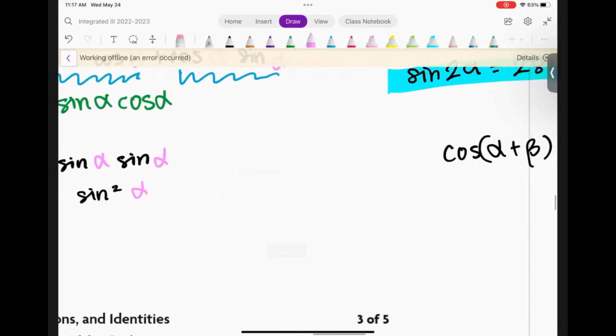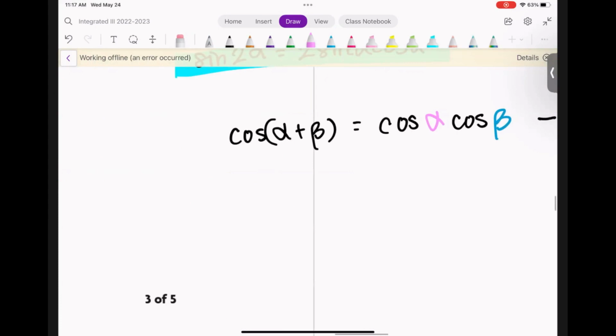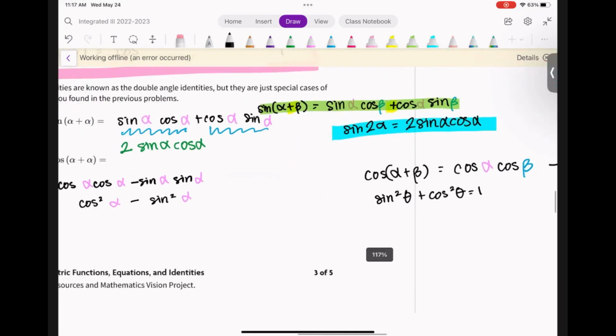So for those of you who don't know your Pythagorean identity, here it is. If you don't know it, that's good. At this stage, I don't think I knew it. So sine squared plus cosine squared equals 1. That is an identity that we have used. So some of you are looking at this and being like, man, Miss Johnson, it kind of looks the same. No, it's not the same. Okay, it's not the same.